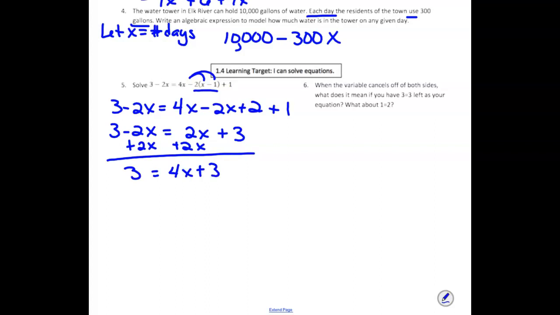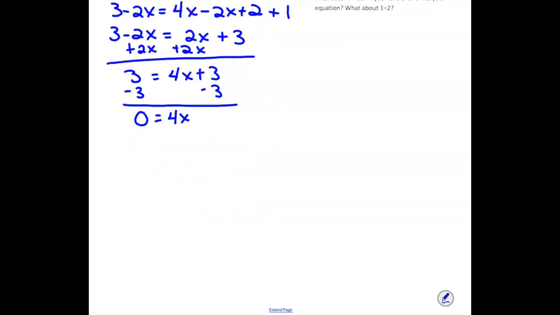I'm then going to subtract this 3 to get all my constants onto one side. And my last step would be to divide out the 4. And 0 divided by anything is just going to be 0.